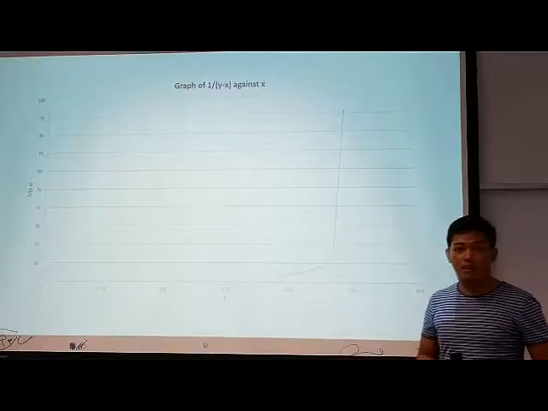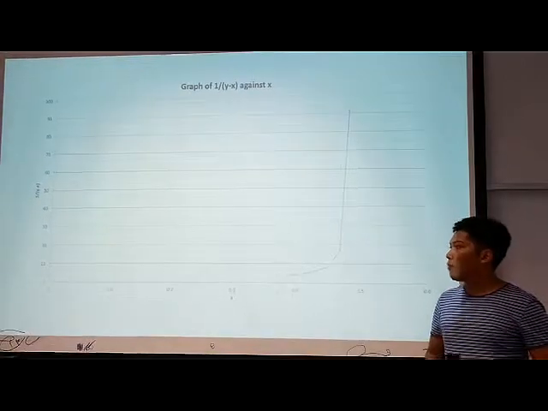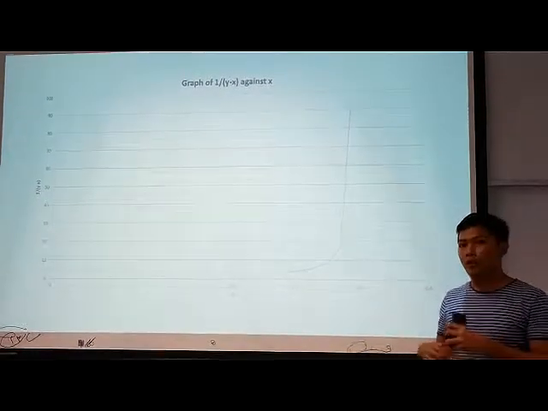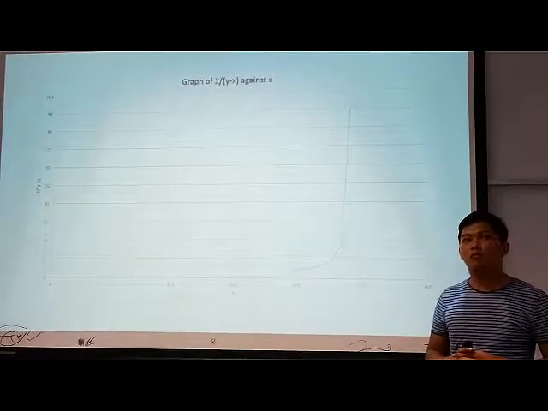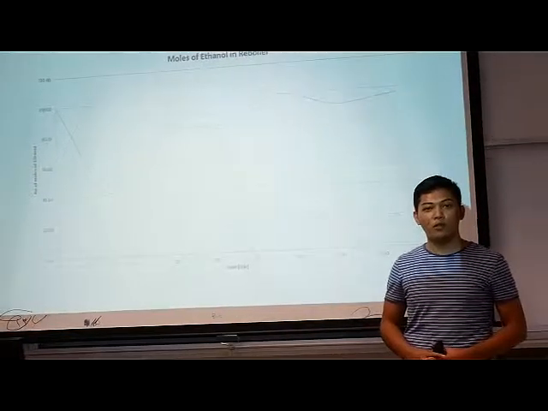And this is the graph of 1 over (y minus x) against x. From this graph, we can get the area under the graph, which can be related to the moles of ethanol in the reboiler.